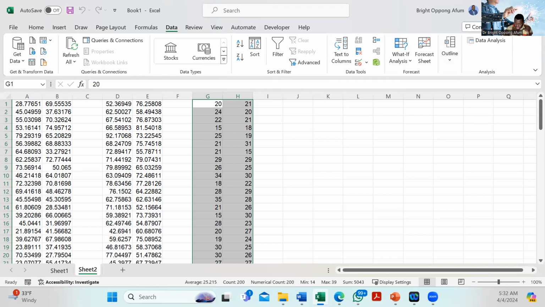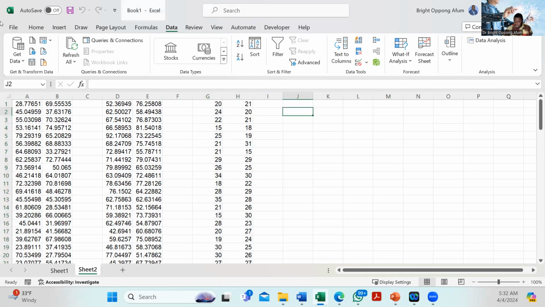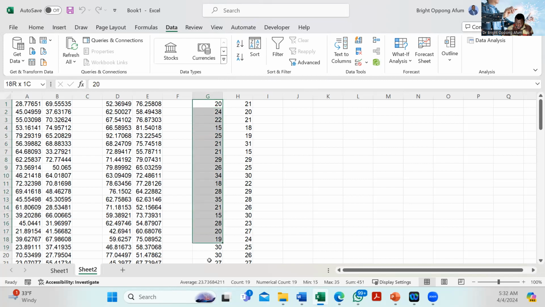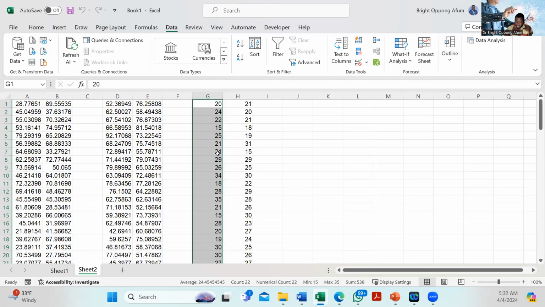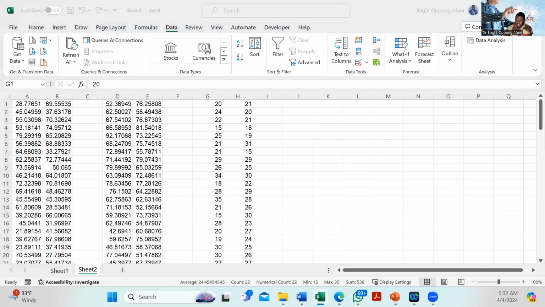So basically, that's it. And you can then use these values as your random numbers, random numbers in the Monte Carlo simulation. All right, so I think we can end the generation here.